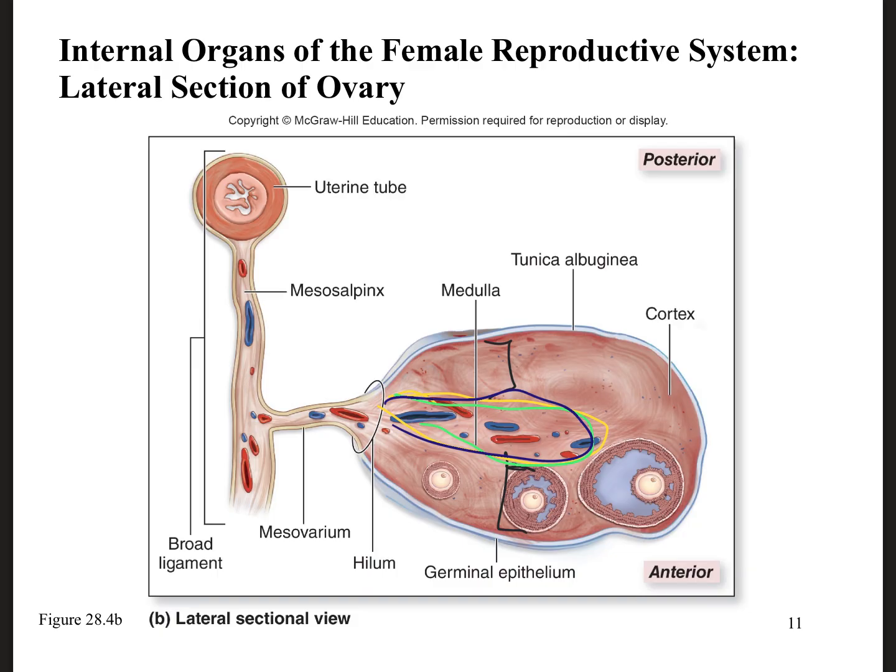So the cortex is out here, right? That's where most of the follicles and the oocytes are, and that's where they will develop. And in the middle, in the medulla, is where you have blood vessels and connective tissue that help support the tissues of the ovary. Outside of the cortex, there is a connective tissue structure called a tunica albuginea, which kind of surrounds the whole thing.